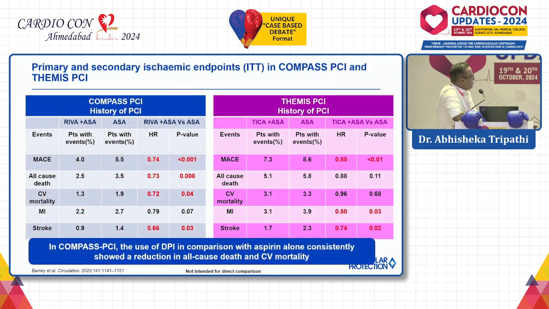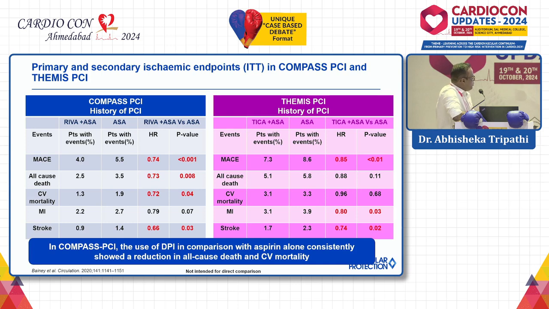So, this is just to compare what is there in COMPASS-PCI versus THEMIS-PCI. Ticagrelor 90 with aspirin, and here rivaroxaban 2.5 with aspirin. MACE was decreased in both the groups. All-cause death, rivaroxaban decreased, ticagrelor not decreased. CV mortality, again, rivaroxaban decreased, ticagrelor not decreased. MI, ticagrelor decreased, rivaroxaban not decreased, and stroke, both groups decreased.